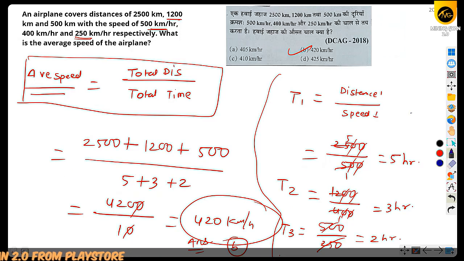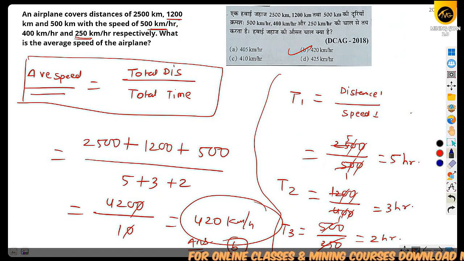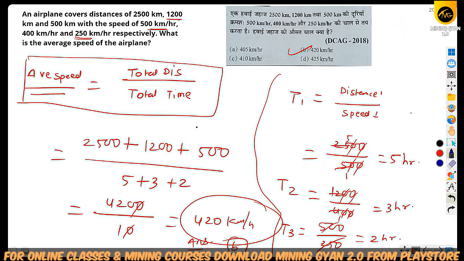Remember, if three different speeds are available, then you can find out the average speed using the formula 3xyz divided by xy plus yz plus zx. And if in the given question you have different distances, then first of all you have to find out the different time intervals, then use the conventional formula, total distance divided by total time duration, and just put down the different distances divided by different time intervals.